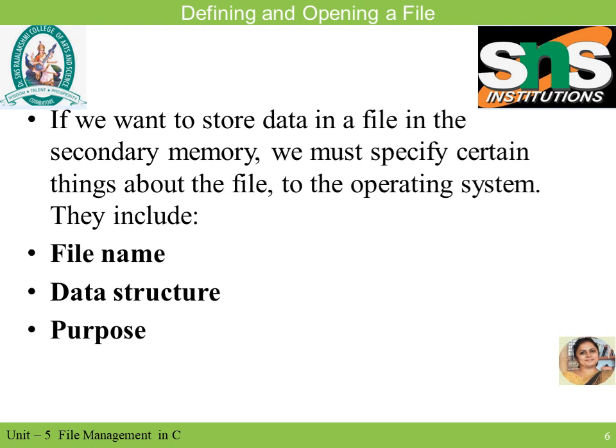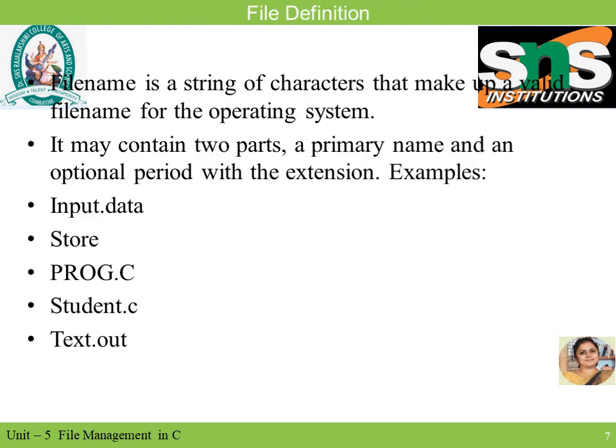Next is how to define and open a particular file. If we want to store data in a file in the secondary memory, we must specify certain things about the file to the operating system. They include file name, data structure, and purpose. File name is a string of characters that makes up a valid file name for the operating system. It may contain two parts, a primary name and an optional period with extension.